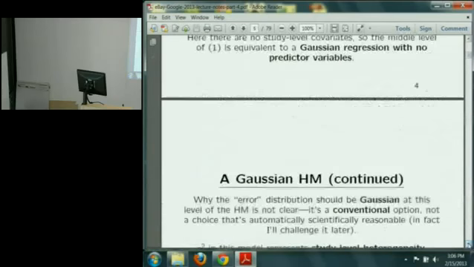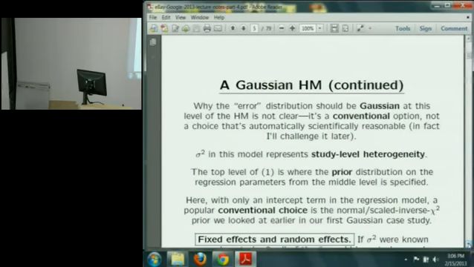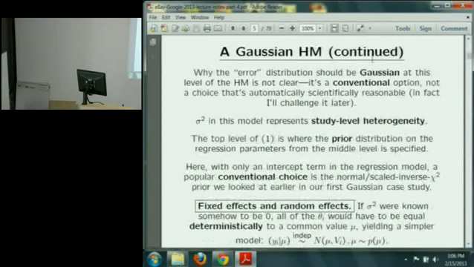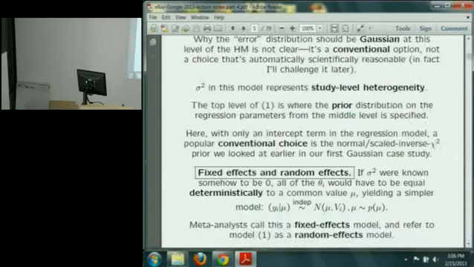Okay, and so as I mentioned, why the error distribution should be Gaussian at this level of the hierarchical model is not clear. It's just a conventional option, and I will attempt to challenge it later.